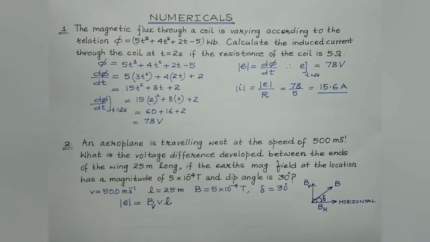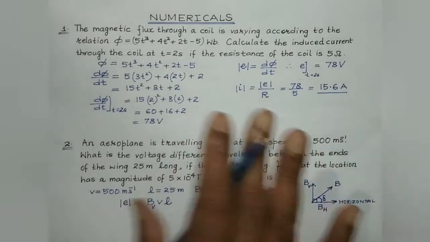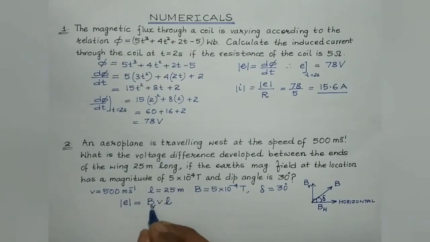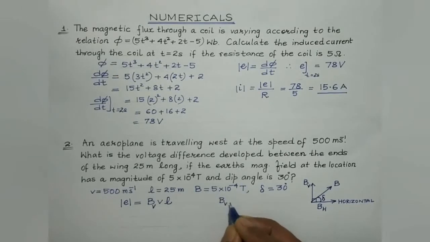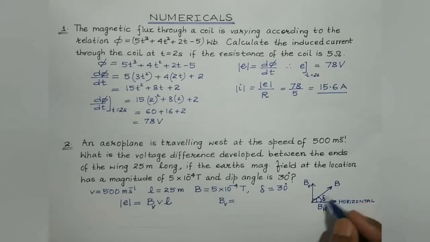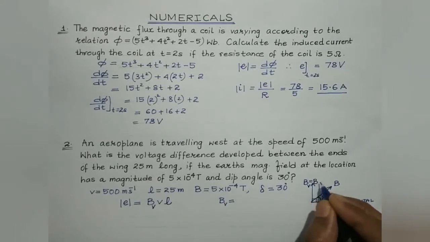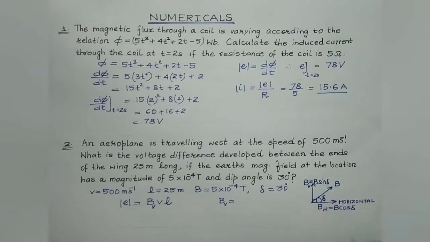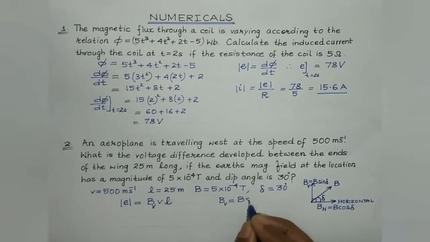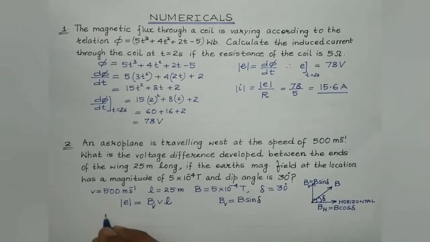So it will be perpendicular to the velocity vector of the aeroplane, and it will be perpendicular to the plane of the wings, right? So here B, the magnetic field, is the vertical component of the Earth's magnetic field. And we are aware, if you resolve this B into two perpendicular components, then BH would be equal to B cos del, while BV will be equal to B sin del, right? So BV is equal to B sin del. Clear, students?